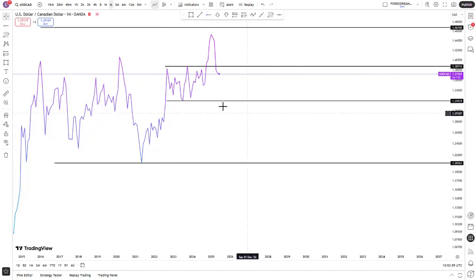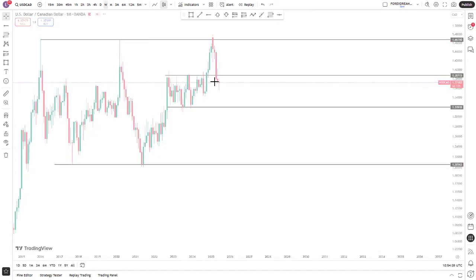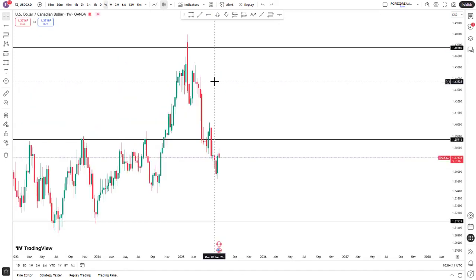Now what we have to do here is move to the weekly time frame. Let's go back to the candlesticks and move to the weekly time frame. What is also important here is for you to understand which pattern and which strategy you are using in the market.